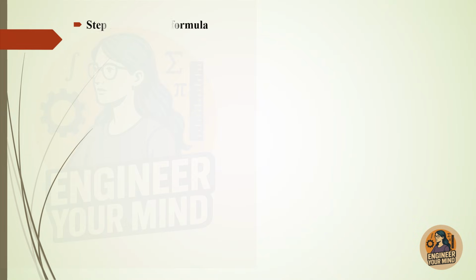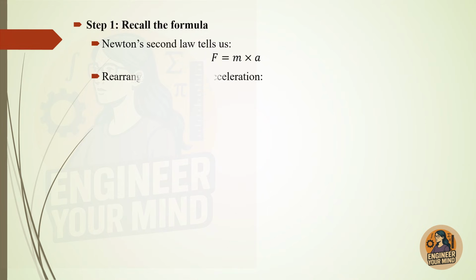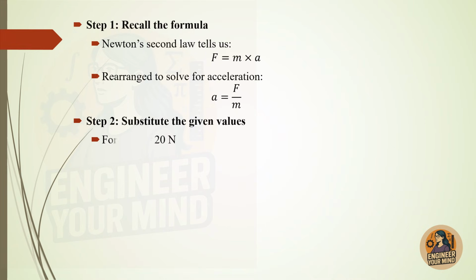Step 2. Substitute the given values. We are given that the force, F, is 20 newtons, and the mass, m, is 5 kilograms. So we substitute into the formula. a equals 20 divided by 5. Step 3. Perform the calculation. 20 divided by 5 equals 4 meters per second squared. So the acceleration is 4 meters per second squared.